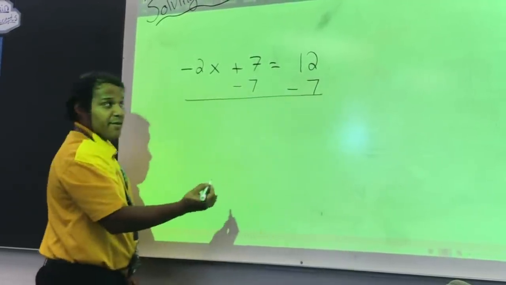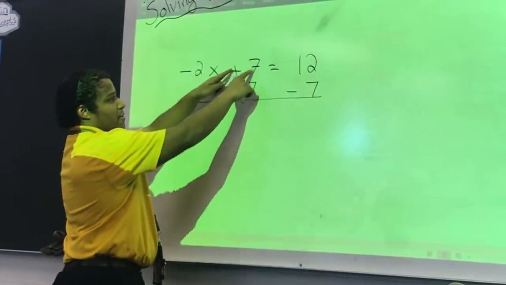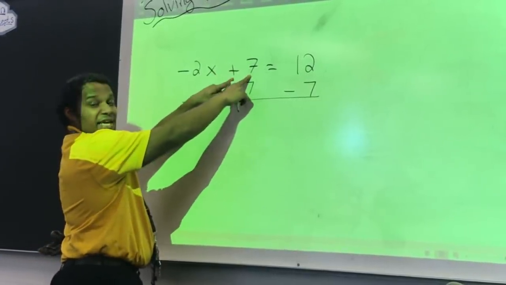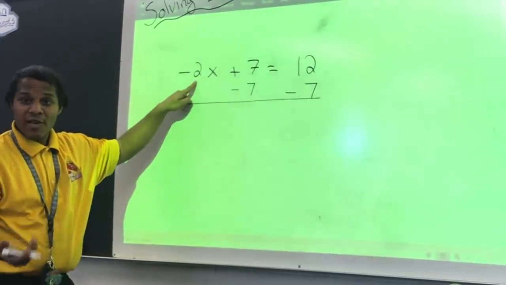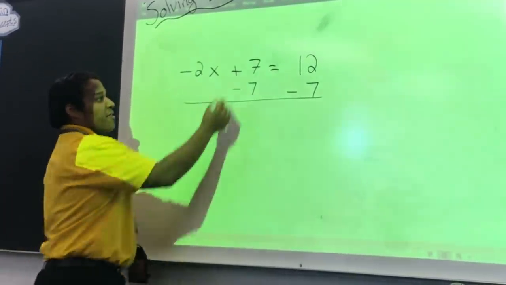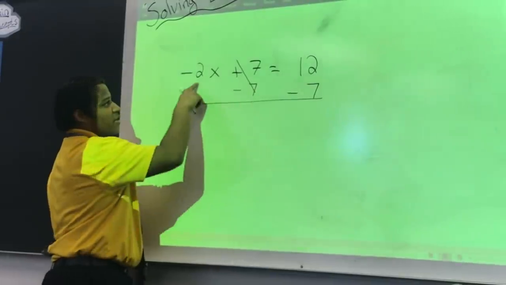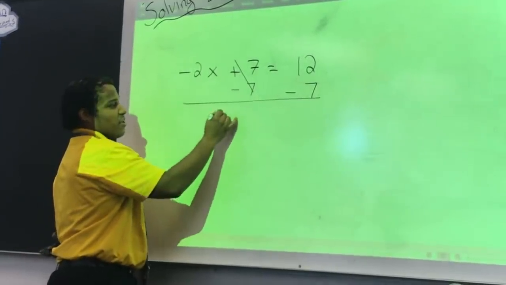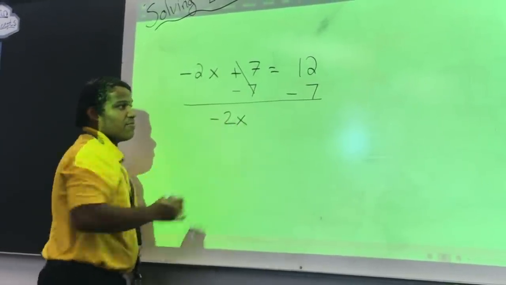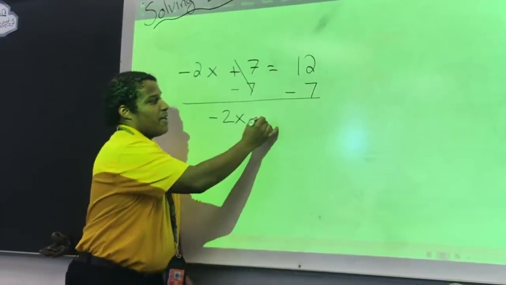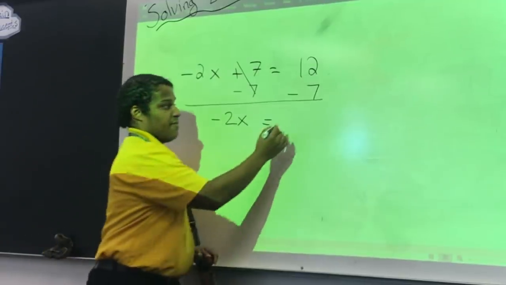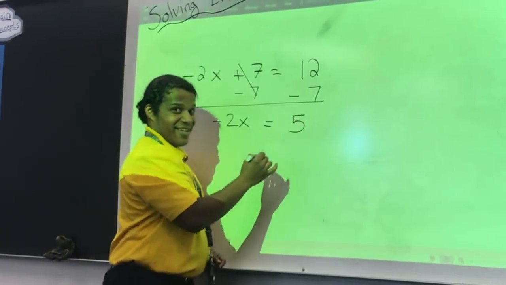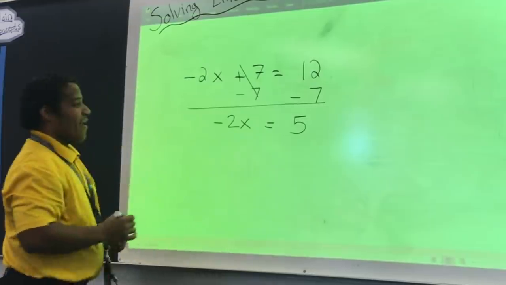And then we'll simplify. Now, the 7 can only be taken away from this 7. We cannot combine this with this because they are not like terms. The 7s will cancel out, leaving me with negative 2x on the left side of my equal sign. Over here, I need to simplify 12 minus 7. I get 5. Didn't need a calculator for that one.